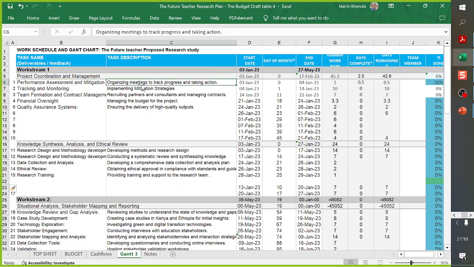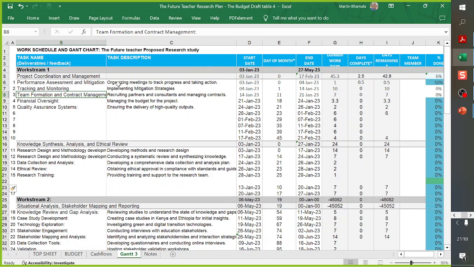And on the side, we're explaining it. We're saying by organizing meetings to track progress and to take action, that's how we'll assess performance, how we're doing, and also how we'll mitigate and correct and self-correct as we go. The next one is tracking and monitoring, implementing mitigation strategies. That's for number 2. Number 3, team formation and contract management.